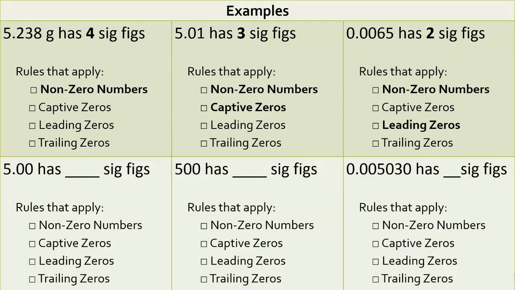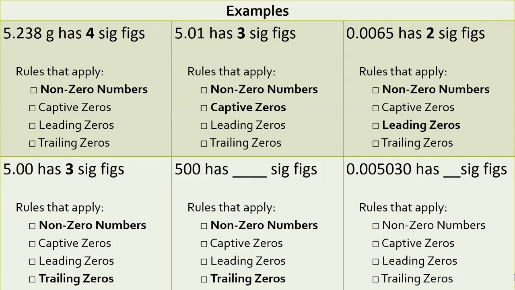Okay, my next number, I have non-zero numbers, and then I have trailing zeros. Now remember, trailing zeros are the tricky ones because I have to check whether or not there is a decimal point. In this case, 5.00 does have the decimal point, so all of those digits count. So I'm going to have 3 sig figs. Now the next number is very similar, 500. So I have non-zero numbers and trailing zeros again, but I do not have a decimal point. And because I don't have that decimal point, I only have one sig fig for this number. The zeros don't count, but the 5 does.